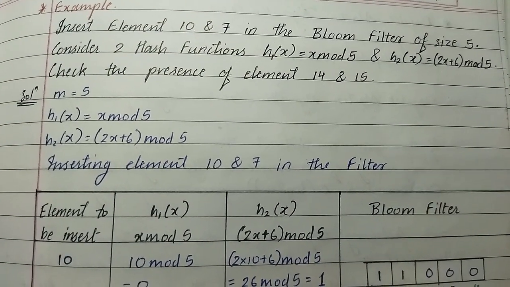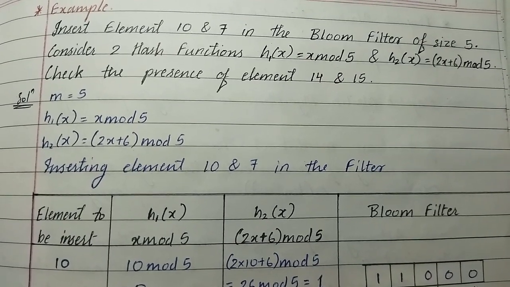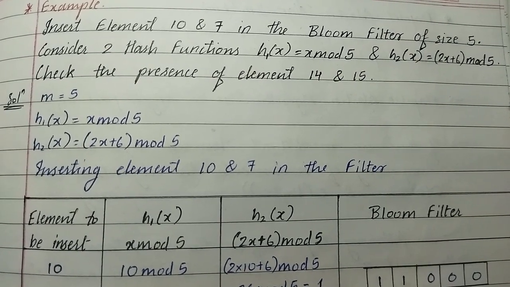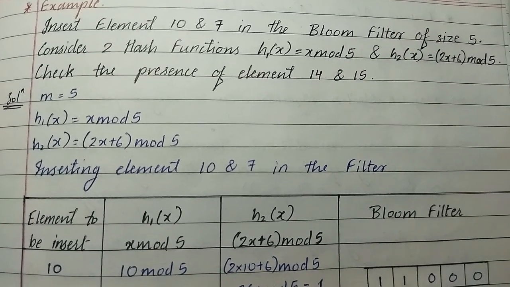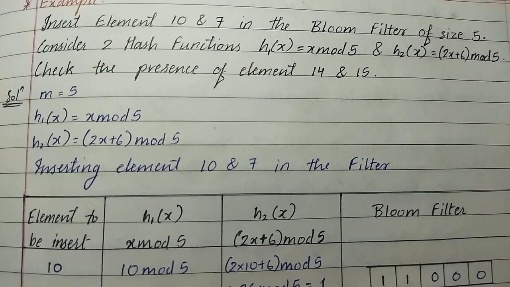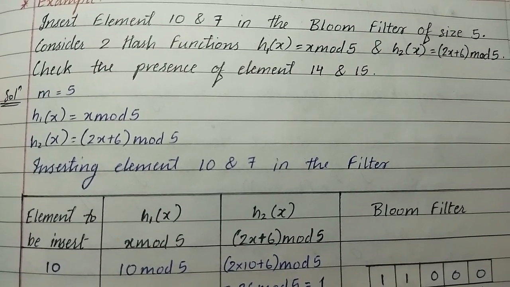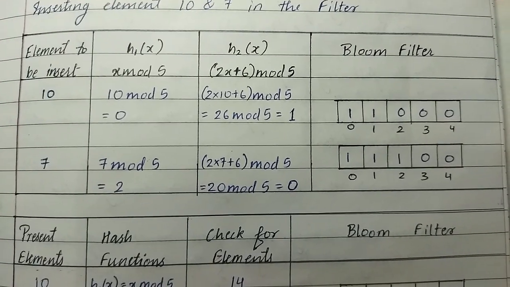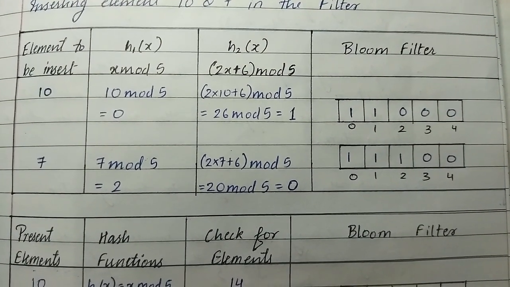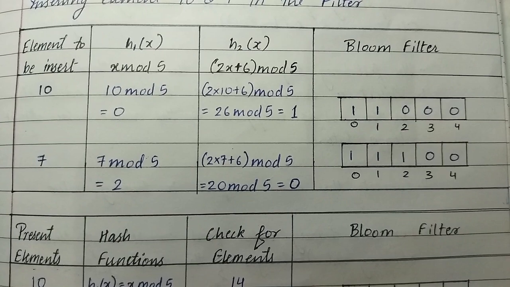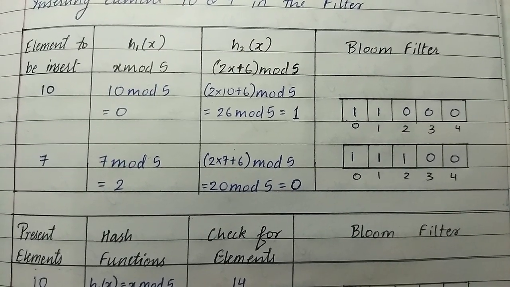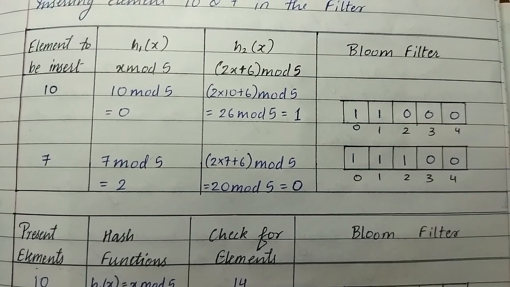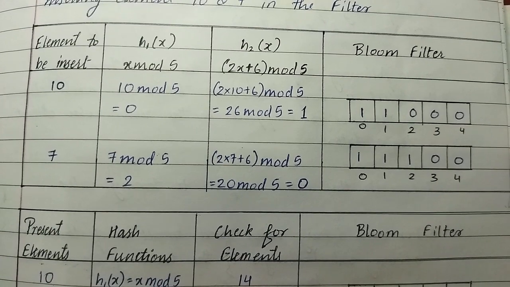So first we'll write all the given things. So m is equal to 5, that is the size of the Bloom filter. Then h1 of x is equal to x mod 5, and h2 of x is equal to (2x plus 6) mod 5. So now for inserting elements 10 and 7 in the filter, just create a table like I have shown, and it would be easier for you to solve this example. So there are 4 rows: element to be inserted, h1 of x, that is hash 1 function, hash 2 function, and in the last we will have a Bloom filter.